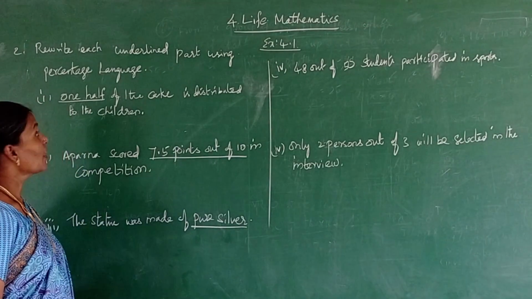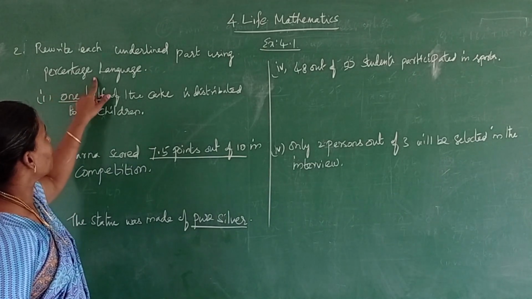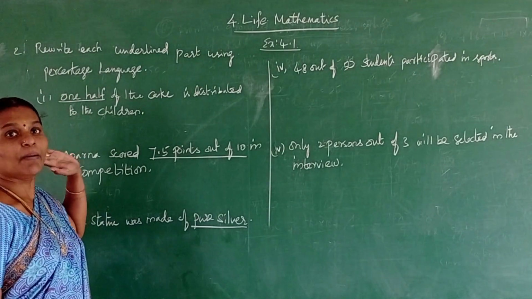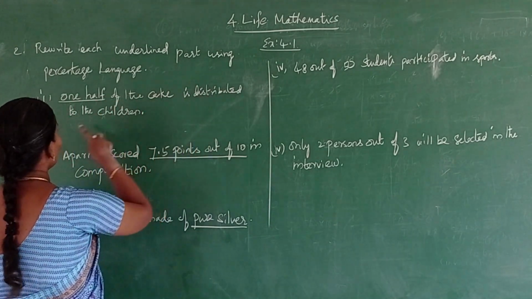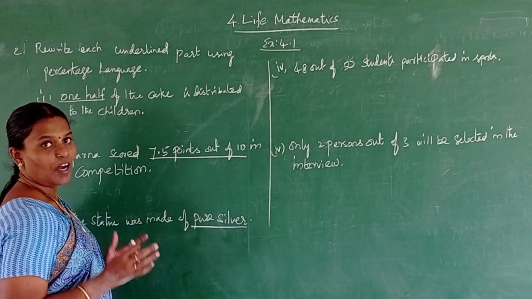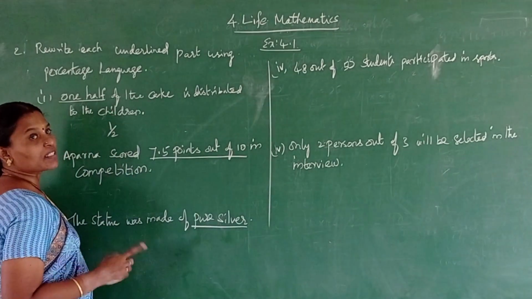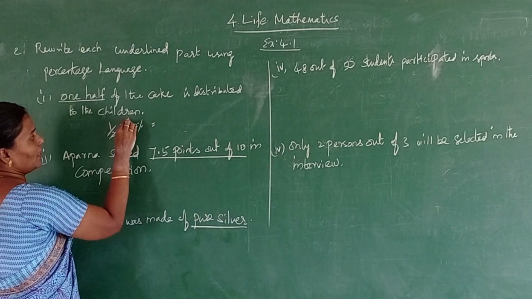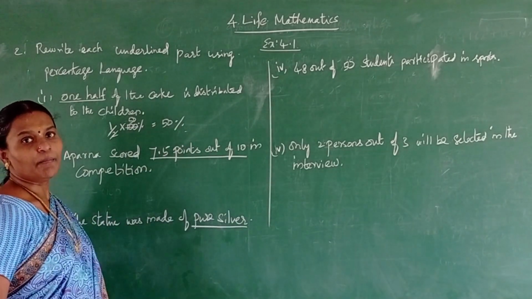Now we see, children, the second topic: rewrite each underlined part using percentage language. That means the underlined part you have to write in percentage. Okay, so 1/2 of the cake is distributed to the children. So how much? 1/2. That means half. Half we have to write in percentage. So percentage means multiply by 100 percentage. Okay, so cancel the second table here, 50. So 50 percentage. 1/2 means that is 50 percentage.